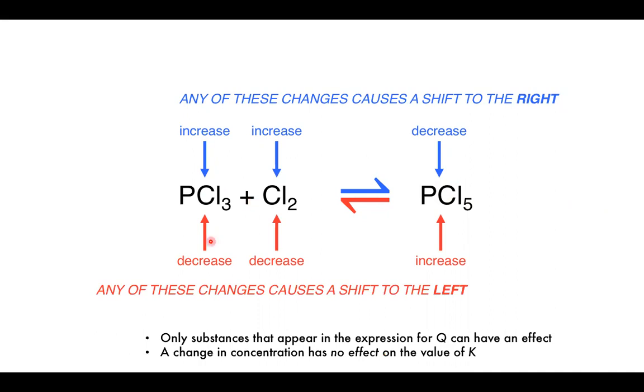Only the substances that appear in the expression for Q can have an effect. For example, in heterogeneous systems with solids, the solids don't feature in our Q expressions, and as a result, they won't affect the equilibrium position. A change in concentration has no effect on the value of K.